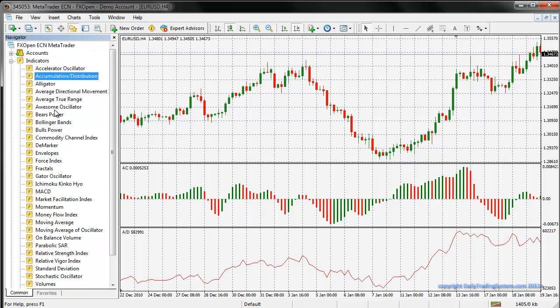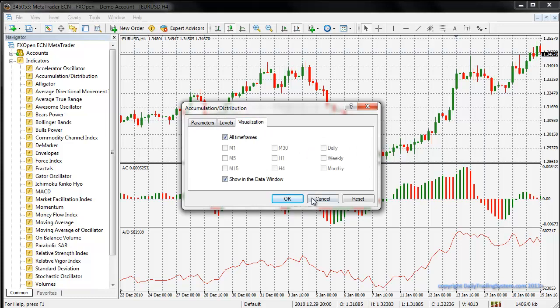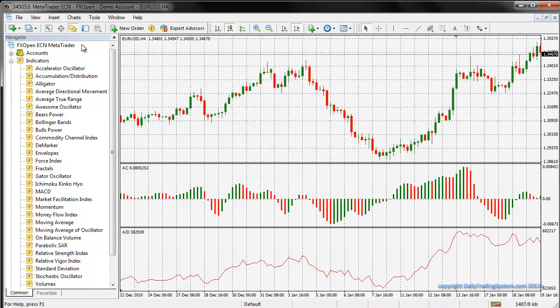The next one you want to put on there is the accumulation distribution. This will give you basically just a red single line. Levels and visualization are all just fine.